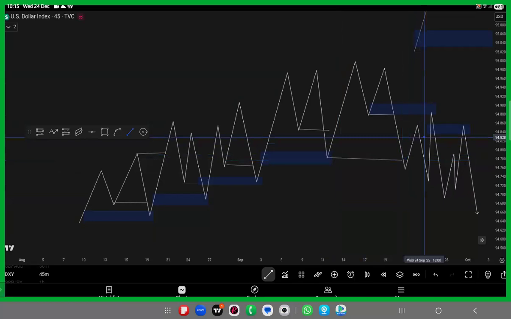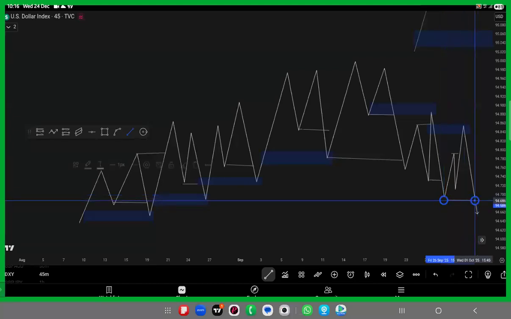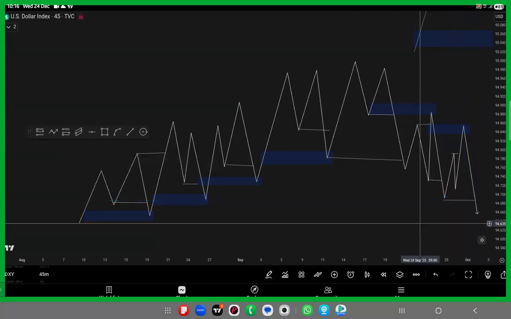Then market provided liquidity, which now is the buy side liquidity that market is using. First of all, the buy side liquidity, then take out sell side liquidity. So this is the advanced market structure.